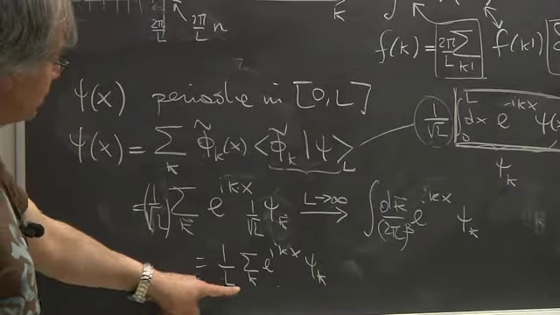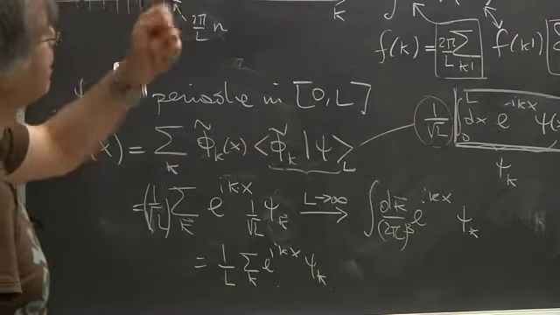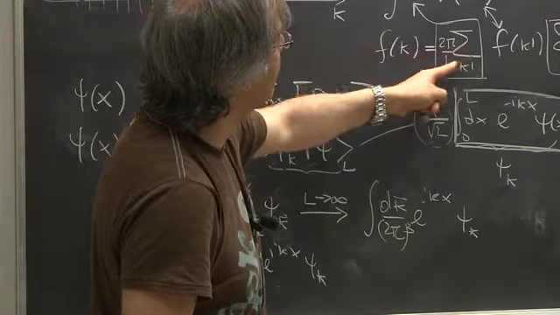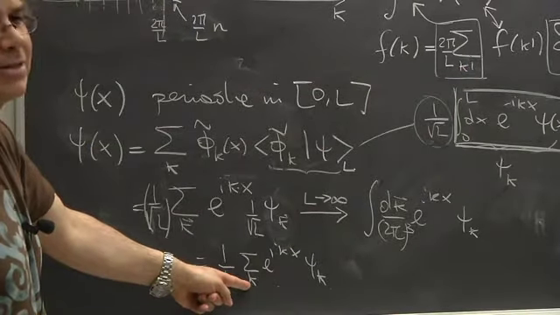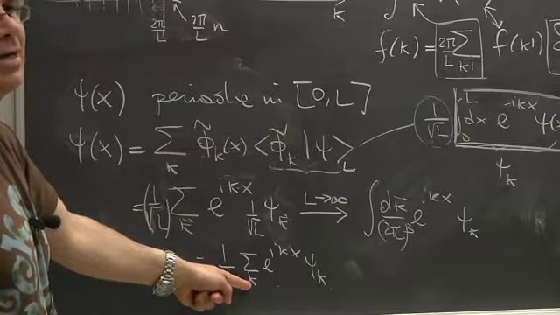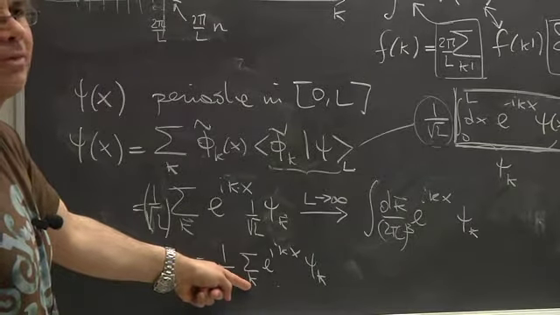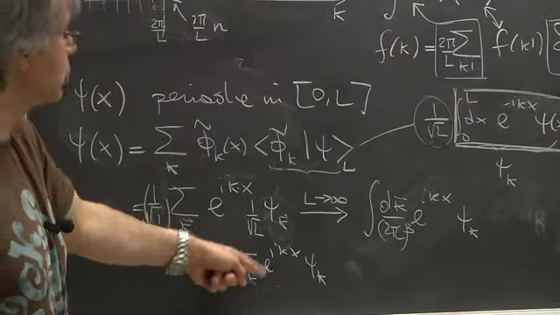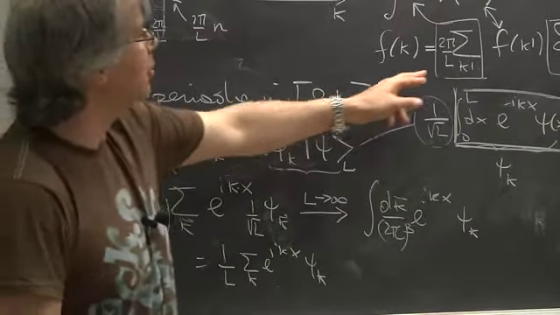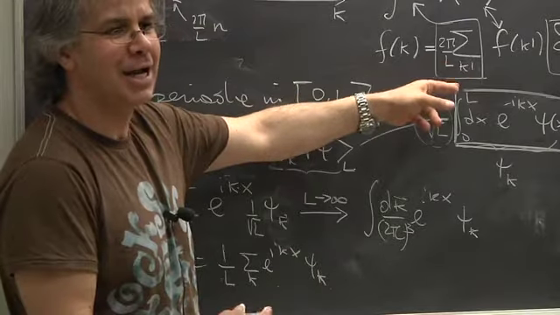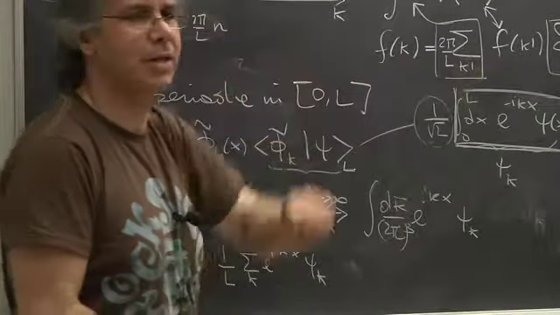The reason for this is that I'm aiming towards having 1 over L sum. A 1 over L sum over k is nicely behaving when L goes to infinity. It becomes an integral. So this is the reason why I wanted to extract enough factors, 1 over square root of L, in order to have a simple thing.